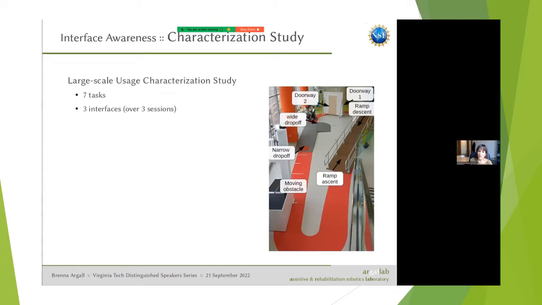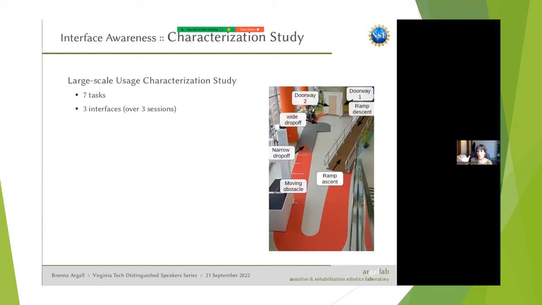So we just wanted to study how people teleoperate robotic wheelchairs. We had 7 tasks. You can see this is our lab space in the hospital, with these simulated pieces. We have a ramp, a doorway, and a curb and sidewalk. These are all tasks that would be challenging for wheelchair operators. We had 3 interfaces, the 3 most common wheelchair interfaces: joystick, head array, and sip and puff.